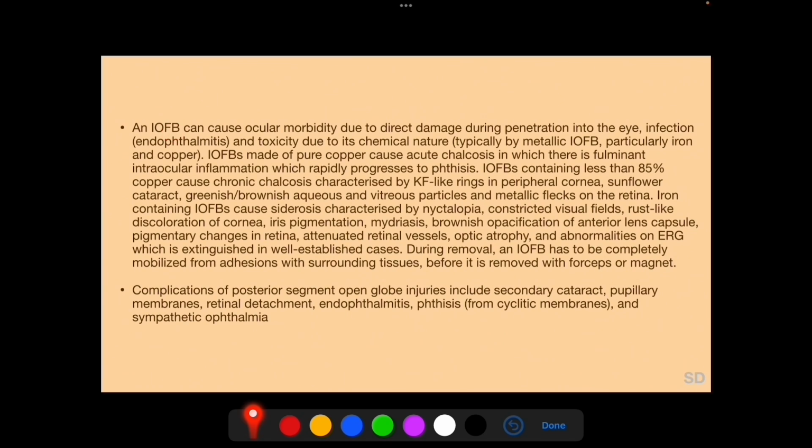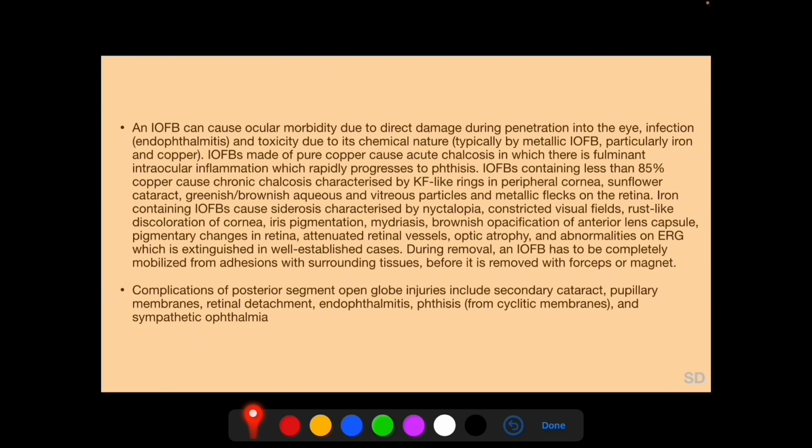An intraocular foreign body can cause ocular morbidity due to direct damage during penetration into the eye, infection, and toxicity due to its chemical nature, typically by a metallic intraocular foreign body, particularly those made up of iron or copper. Intraocular foreign bodies made up of pure copper cause acute chalcosis, in which there is a fulminant intraocular inflammation which rapidly progresses to phthisis. Intraocular foreign bodies containing less than 85% copper cause chronic chalcosis characterized by cave-like rings in peripheral cornea, sunflower cataract, greenish or brownish aqueous and vitreous particles, and metallic flecks on the retina.